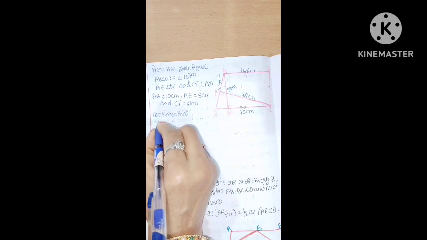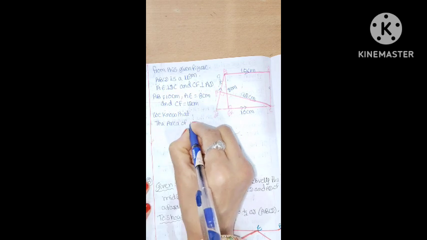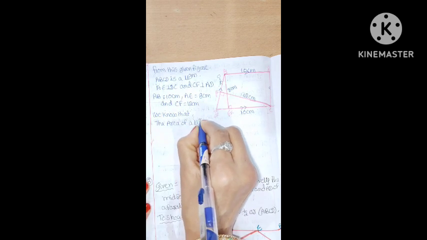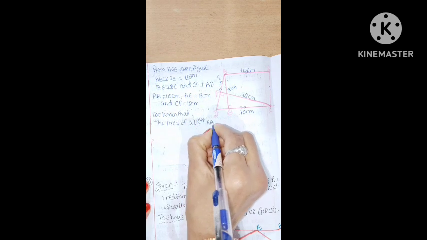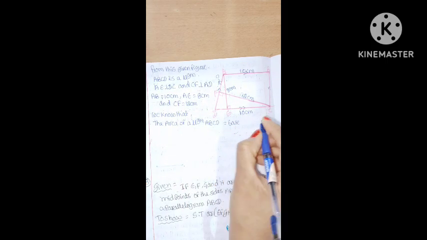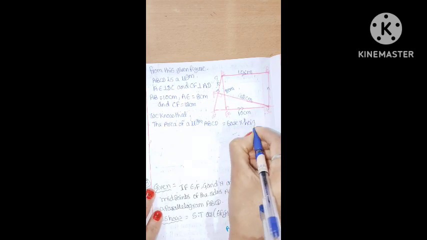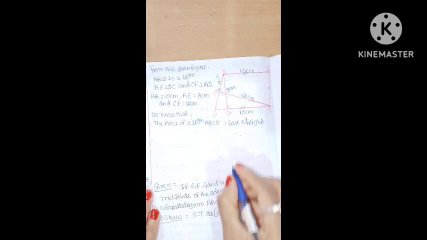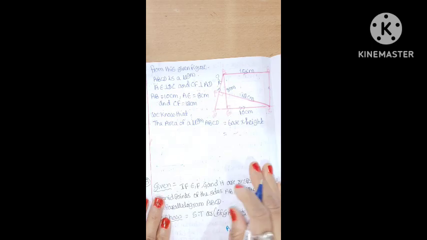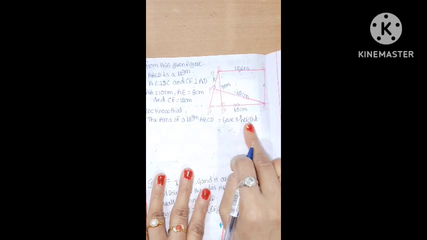We know that the area of the parallelogram ABCD equals base into height. Okay. Area of the parallelogram equals base into height.